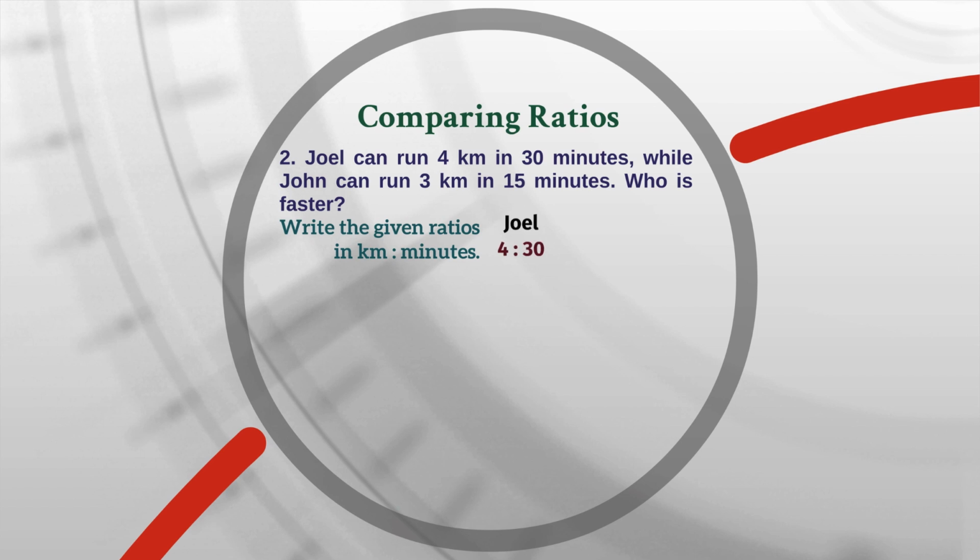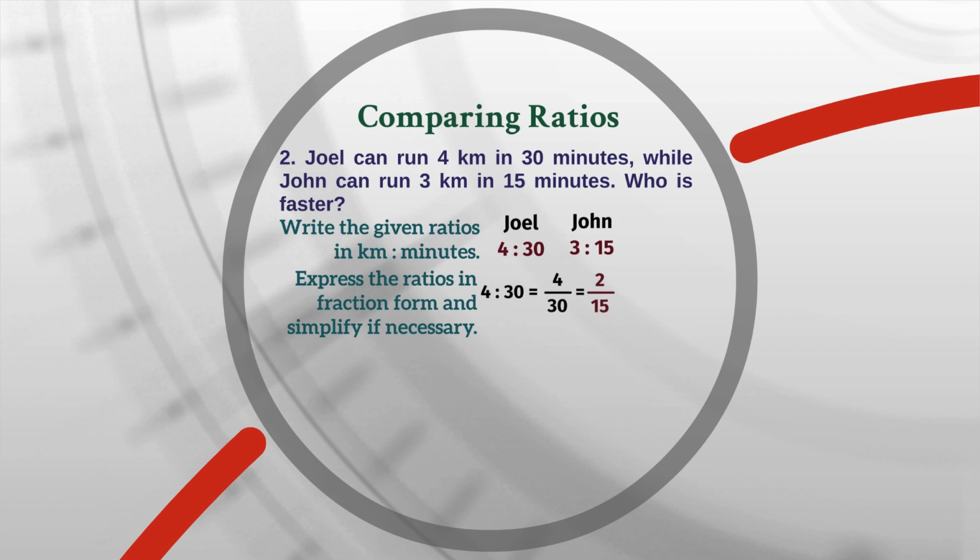The ratio representing Joel's speed is 4 to 30, while the ratio representing John's speed is 3 to 15. Remember what we said earlier about comparing ratios. First, we need to express the ratios in a fraction form and simplify if necessary.